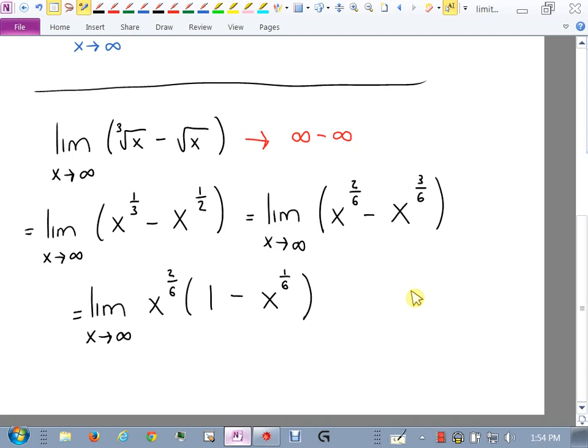Rewrite this with the 6 down here, which means I have to multiply top and bottom by 2. Rewrite this one with the 6, multiply top and bottom by 3. Follow it? Okay. Now hopefully for clarity, the 2/6 was really 1/3, wasn't it? So I could write this as the cube root of x times 1 minus the what? What root is this? 6th root of x?